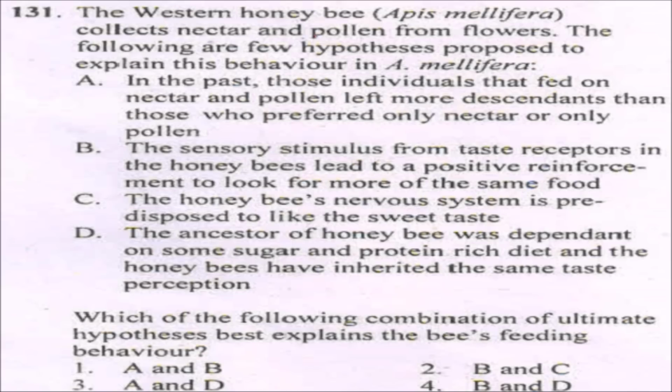Next one is the western honeybees collect nectar and pollen from the flower. The following are a few hypotheses proposed to explain this behavior in Apis mellifera. Actually this hypothesis is, in the past those individuals that fed on nectar and pollen left more descendants than those who prefer only nectar or only pollens. And another hypothesis is the ancestor of the honeybee was dependent on some sugar and protein rich diet, and the honeybee have inherited the same taste perceptions. So the answer will be number 3, which is A and D.